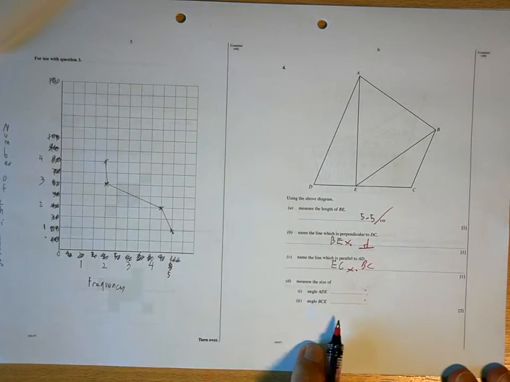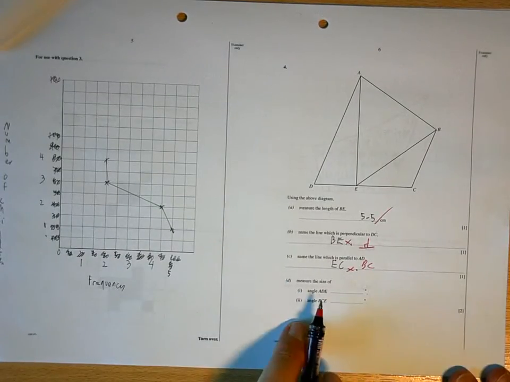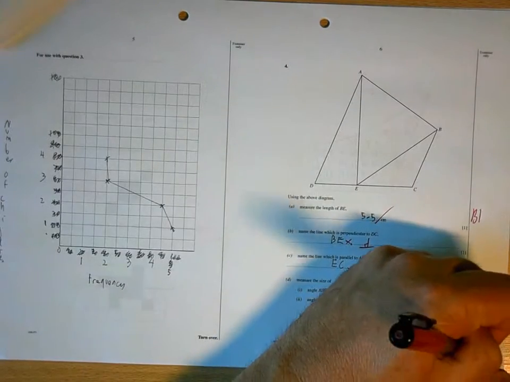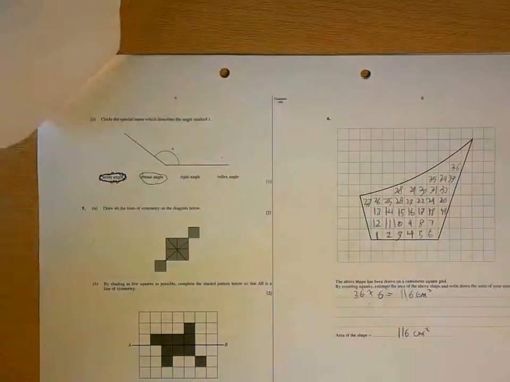And you need to know how to do these. Watch the video, get a protractor and practice. Bad page, Dave. 1 for the page.